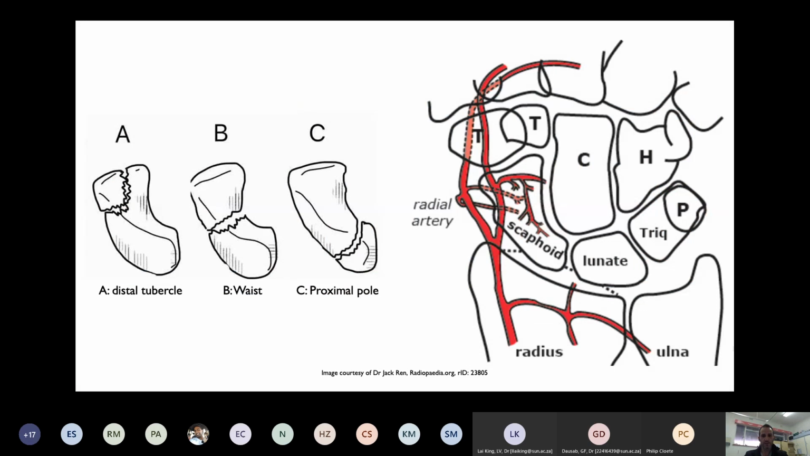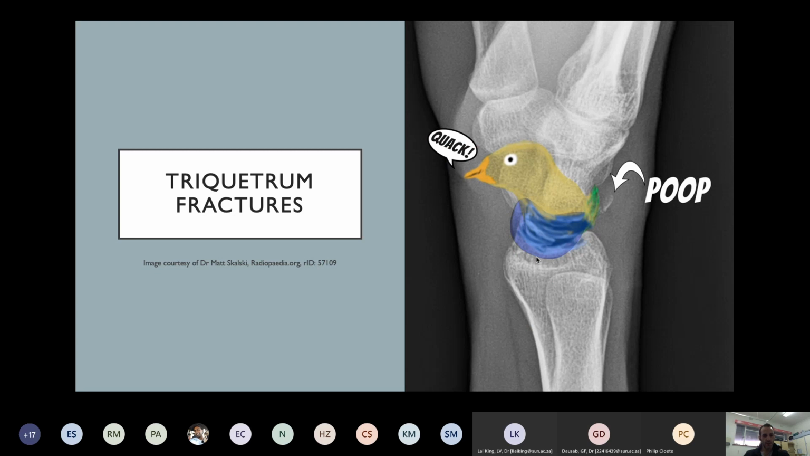So in terms of vascular supply, we can see that the proximal scaphoid has limited vascular supply. So distal tubercle and waist fractures of the scaphoid tend to heal well, whereas the proximal pole is at risk of avascular necrosis.